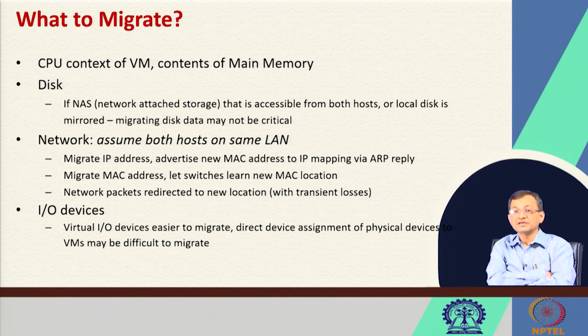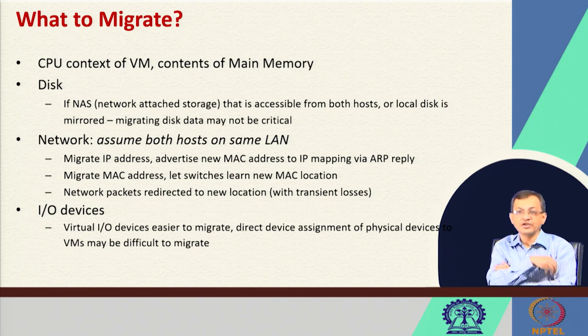and the contents of the main memory. These are the two things that need to be migrated, because as we have shown in the figure, it was running on a hypervisor, right. It has the CPU context of that particular VM and the contents of the main memory, which have to be migrated, because now it will be running on another hypervisor 2, and those have to be instantiated.